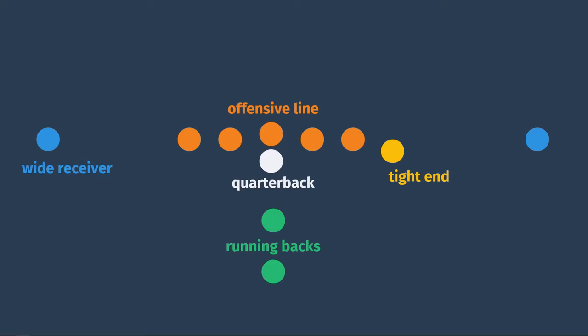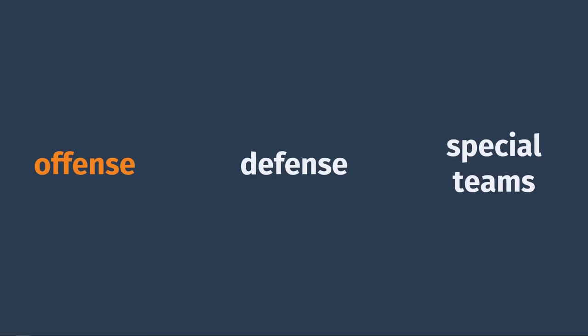So center, guards, tackles are the offensive line. We have the quarterback, the fullback, and the halfback are the running backs. We have the wide receivers, and we have a tight end. That's offense.